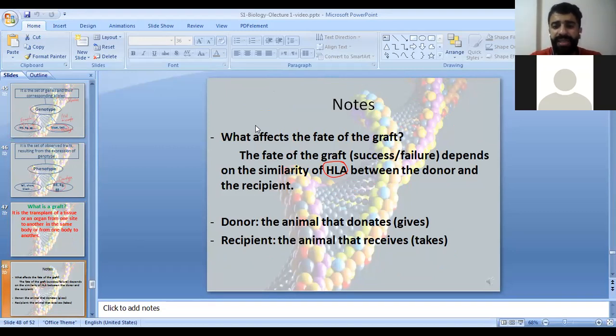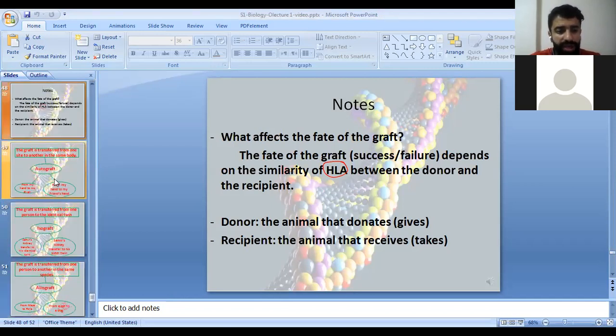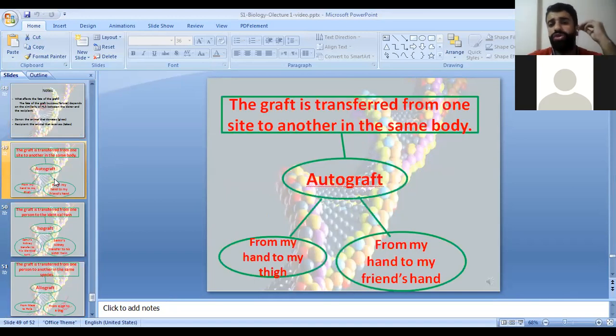If they have high similarity in HLA, the graft is accepted, mostly in the case of autograft and isograft, where they have identical HLA. The donor is the one that donates, and the recipient is the one that receives. Let's start with the different types of grafts. Autograft is a graft transferred from one side to another within the same body. An example: from my hand to my thigh. A non-example: from my hand to my friend's hand.